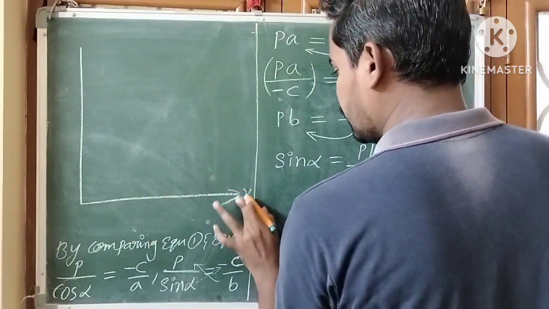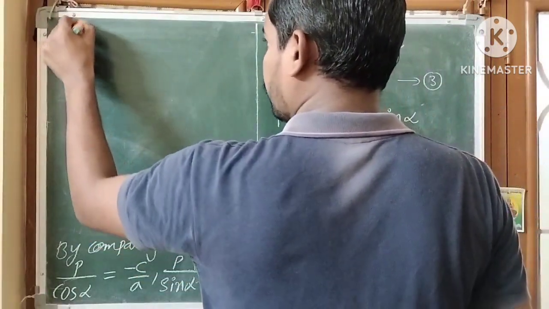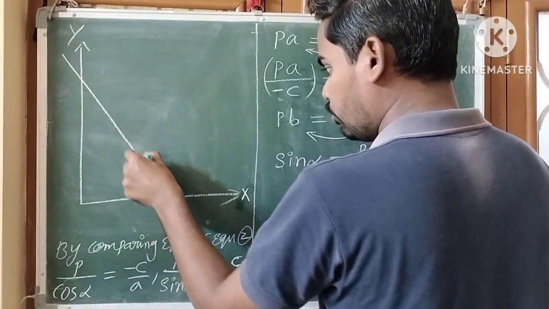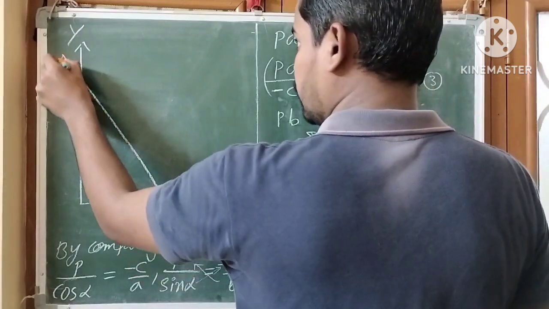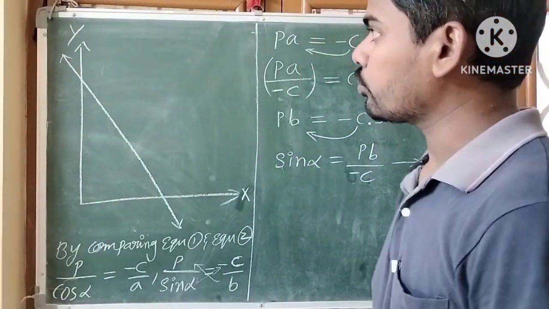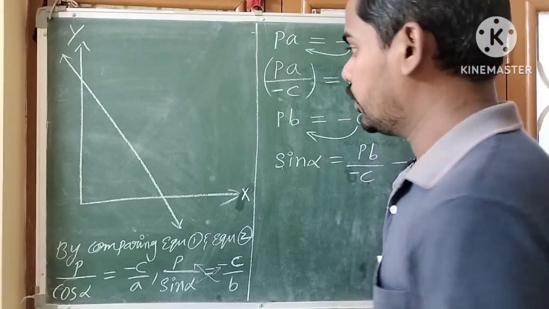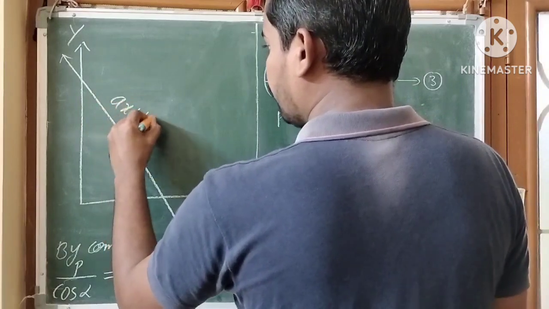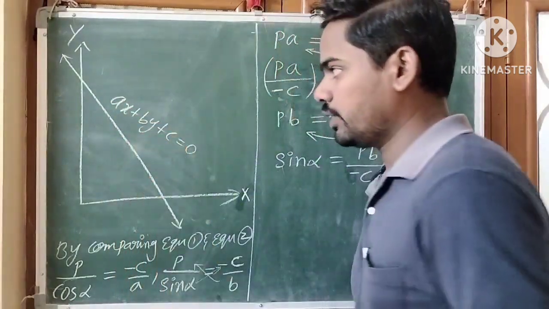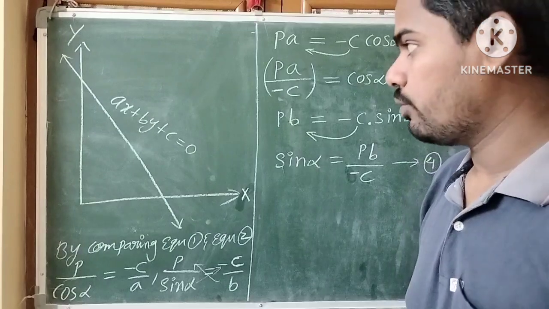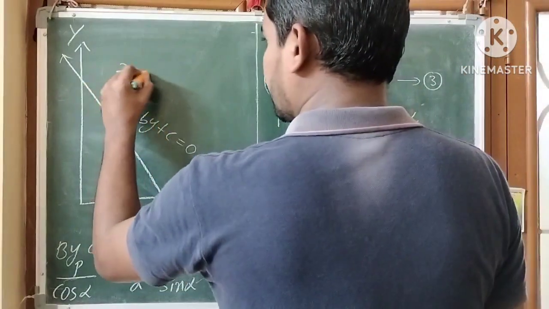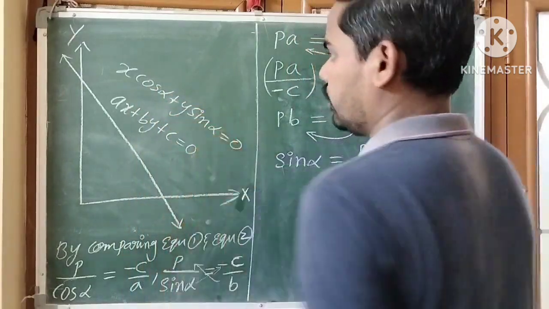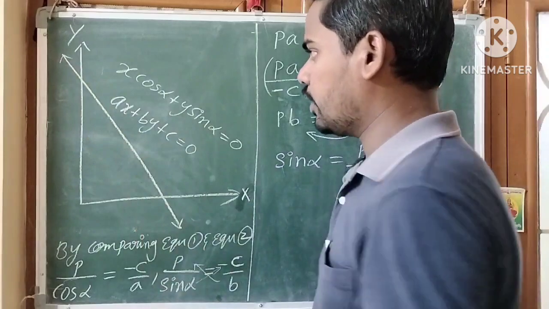Once again, this is the positive x-axis and this is the positive y-axis. There is a line L passing through the first quadrant. Here the equation of the line is ax plus by plus c is equal to 0, the general form of a line. The normal form of a line is x cos alpha plus y sin alpha is equal to p. So there is a line L.